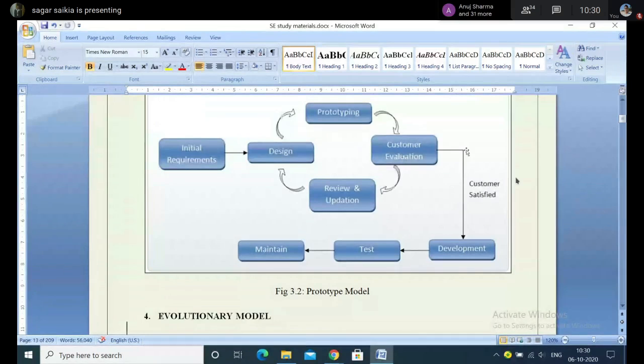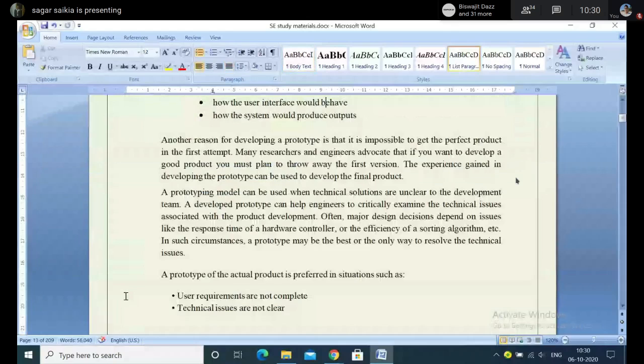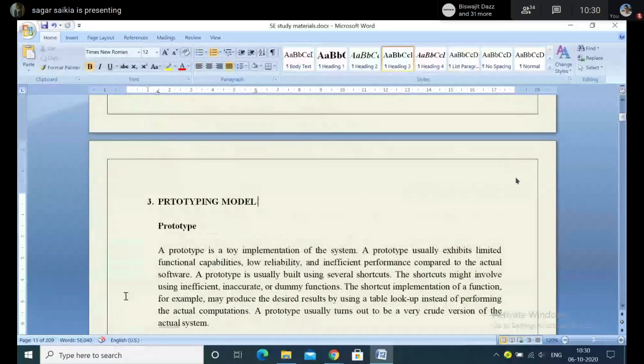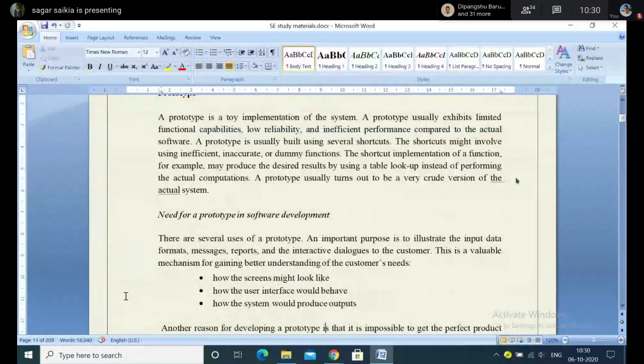Once the customer is satisfied, we proceed towards the development phase. Once the product is developed, it goes into the testing phase. It will be deployed on the client side, and accordingly maintenance will be carried out. So this is one of the most important life cycle models, the prototyping model.